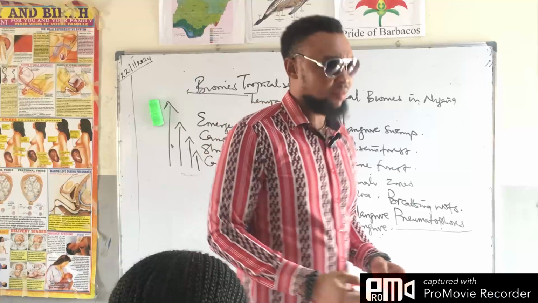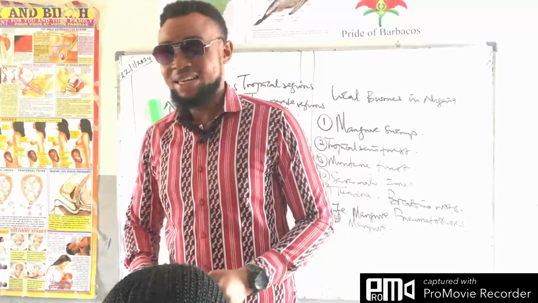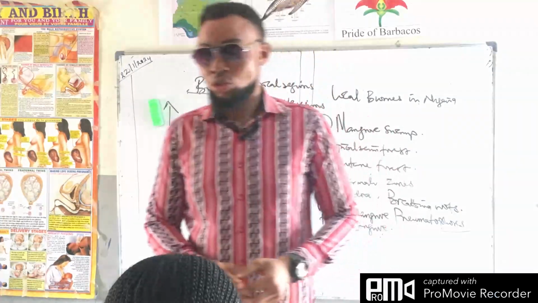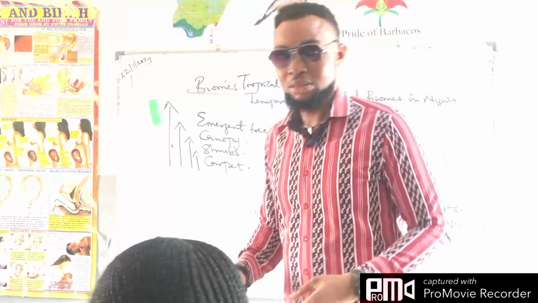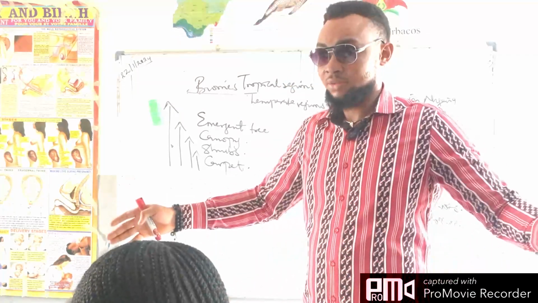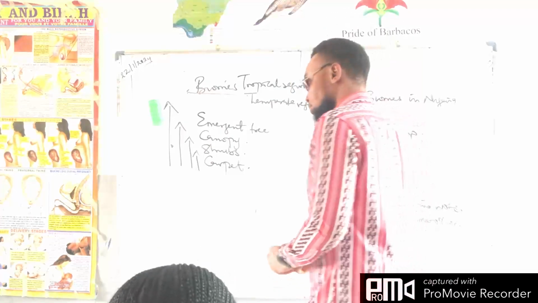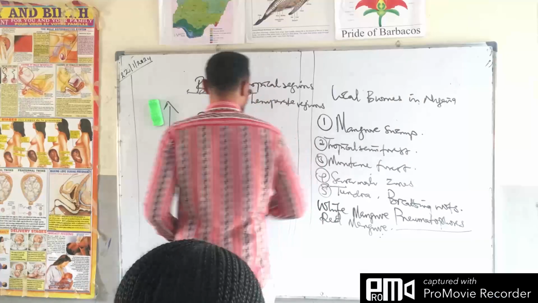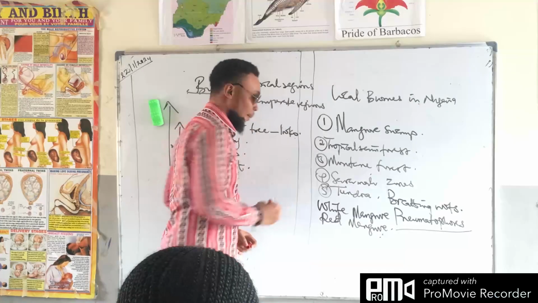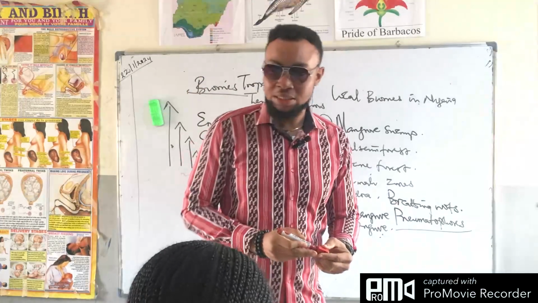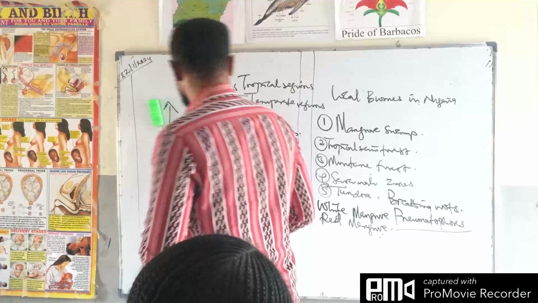Emergent trees used to have a height of 30 to 60 meters. They are so tall, you know, and they have a diameter of over 35 meters. Very big, so wide. An example of an emergent tree is your Iroko. The Iroko is an emergent tree. These are terms you will see in JAMB in other biomes.